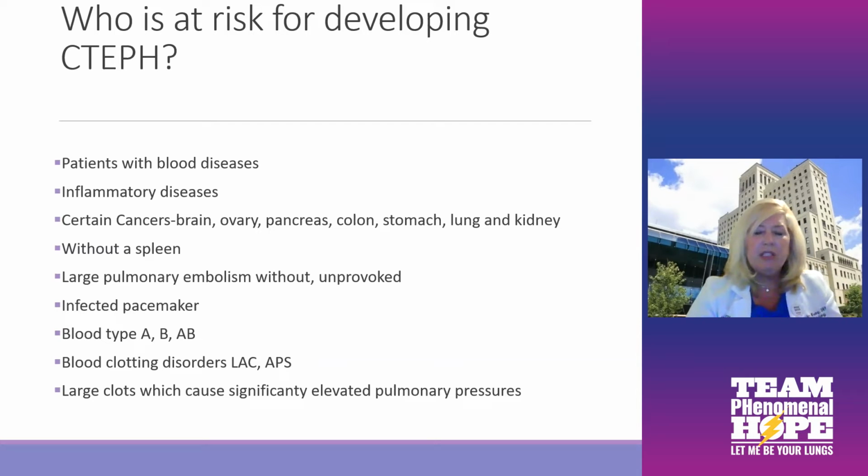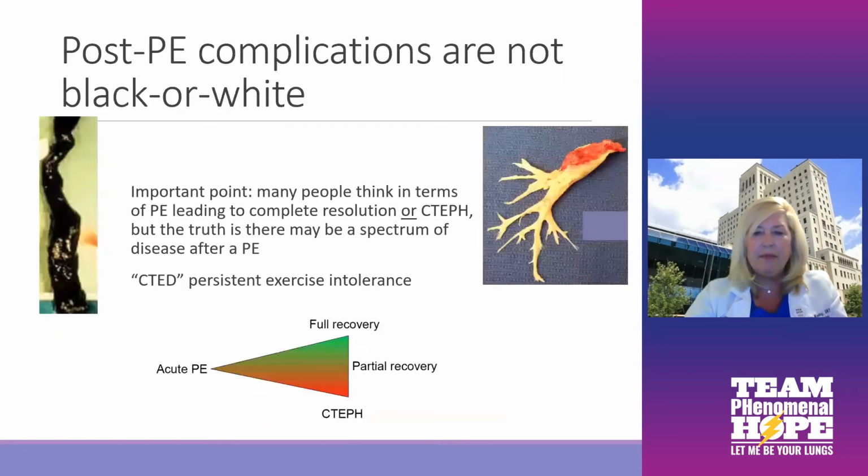So blood clotting disorders, such as I talked about lupus anticoagulant, those patients that have lupus and have a lupus anticoagulant factor in their blood oftentimes are more at risk for developing CTEPH, and antiphospholipid syndrome. Large clots, which cause significantly elevated pulmonary pressures that really have a lot of effect on the pulmonary vasculature, these patients are at greater risk for developing CTEPH.